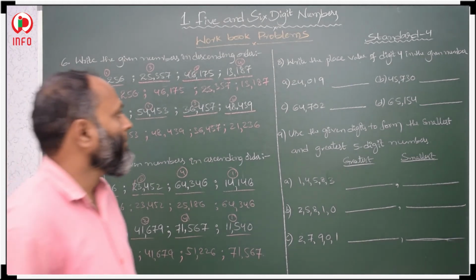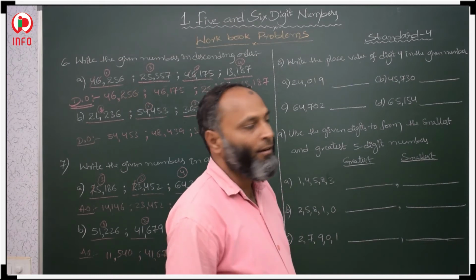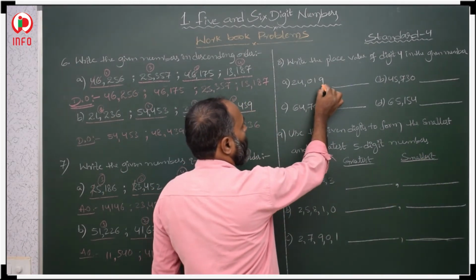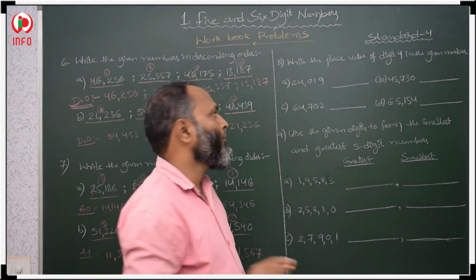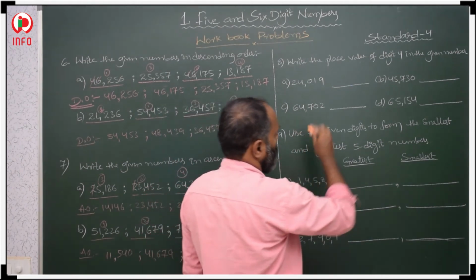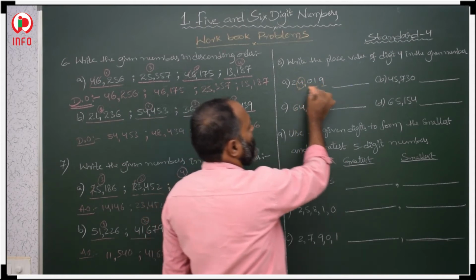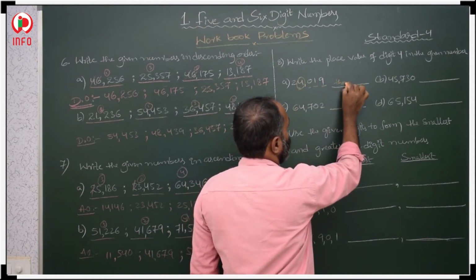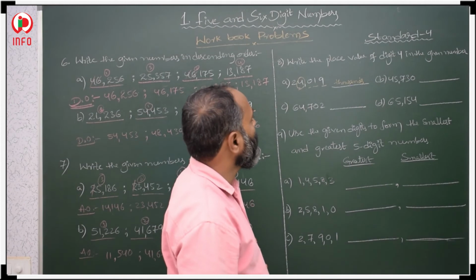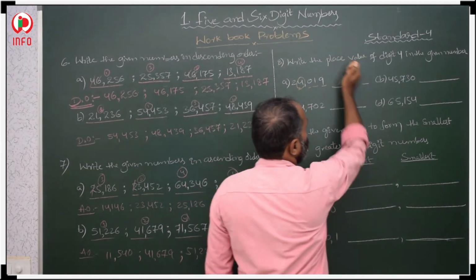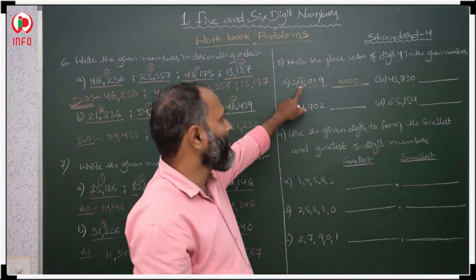Now write the place value of the digit 4 in the given number. Not 4, the digit 4 we have to take. The place value of the digit 4: first digit, second digit, third, fourth. This is the fourth digit, in the thousands place. Place value is asked, so 4 in the thousands place is 4,000.